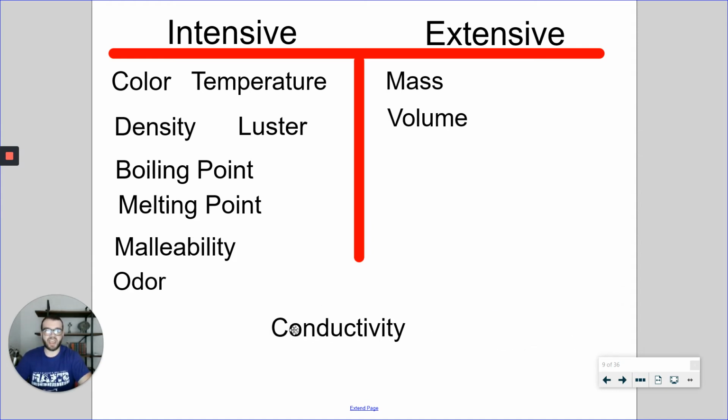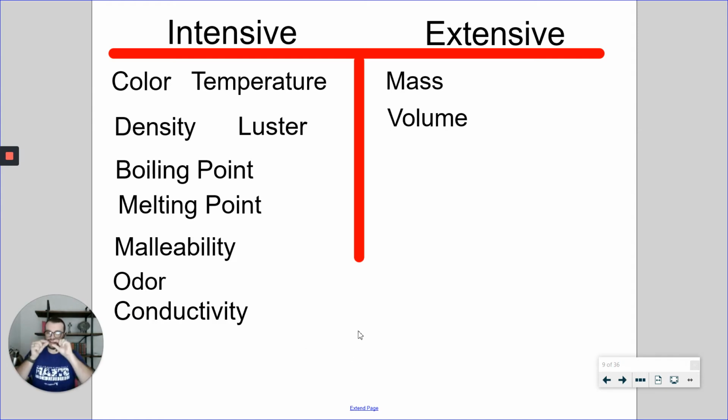And conductivity. Doesn't matter how many magnets you have. If you look at an individual part of a magnet, if you have a little one or a big one, you take that little part, they're going to have the same conductivity, the same ability to attract metals, the same ability to attract electricity, all that jazz.